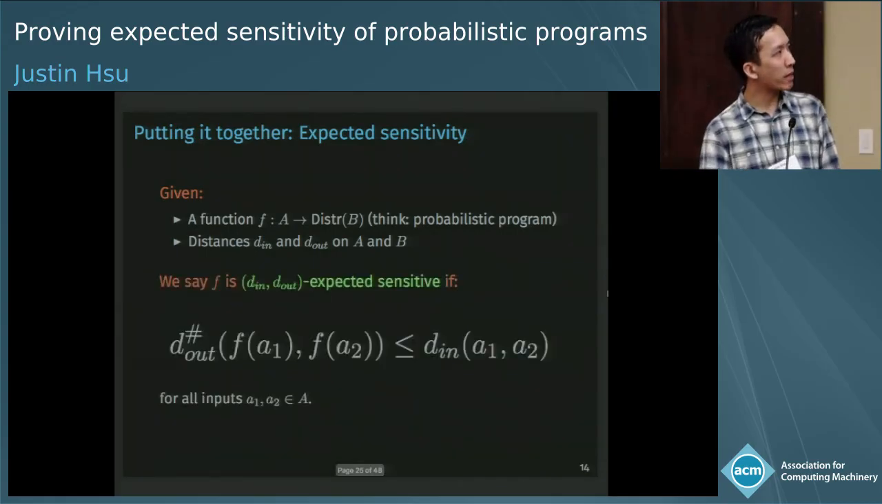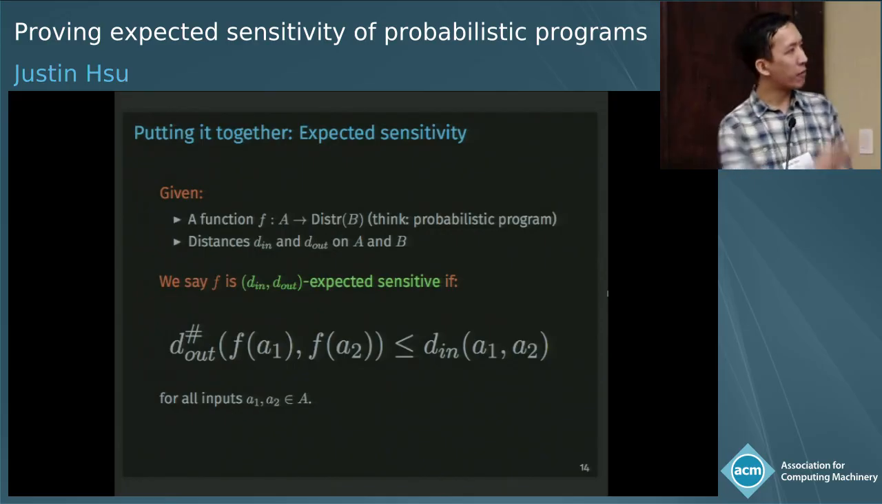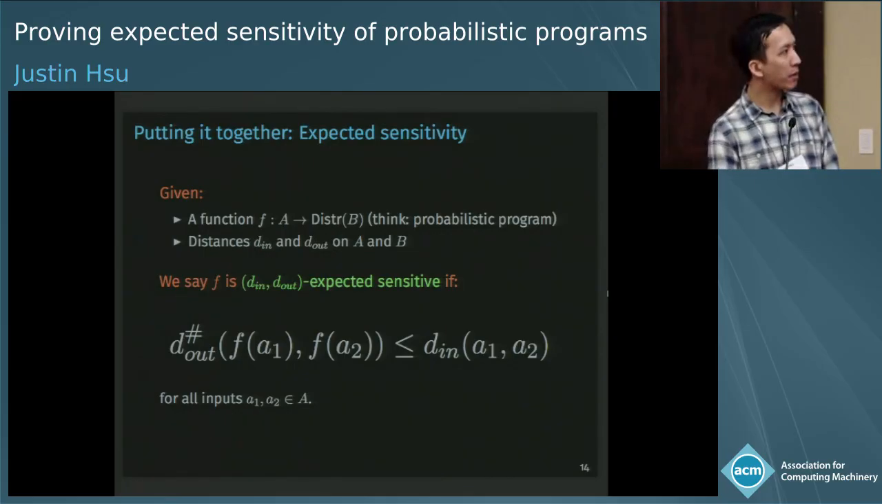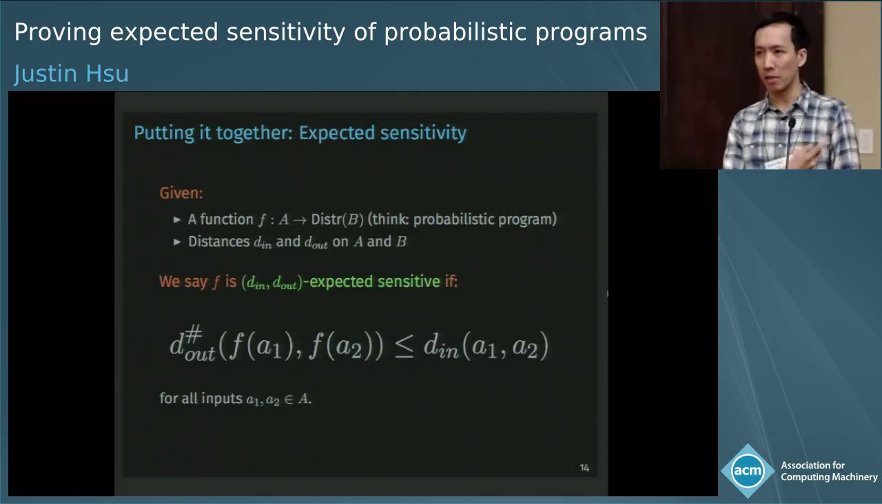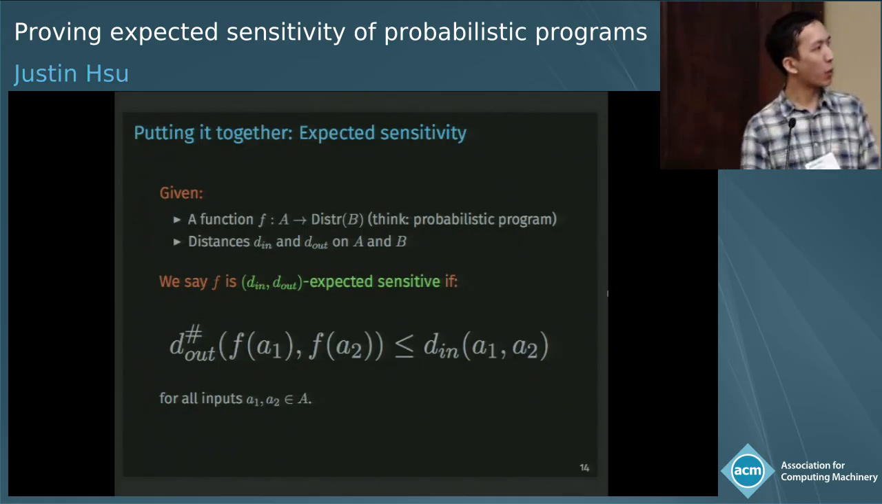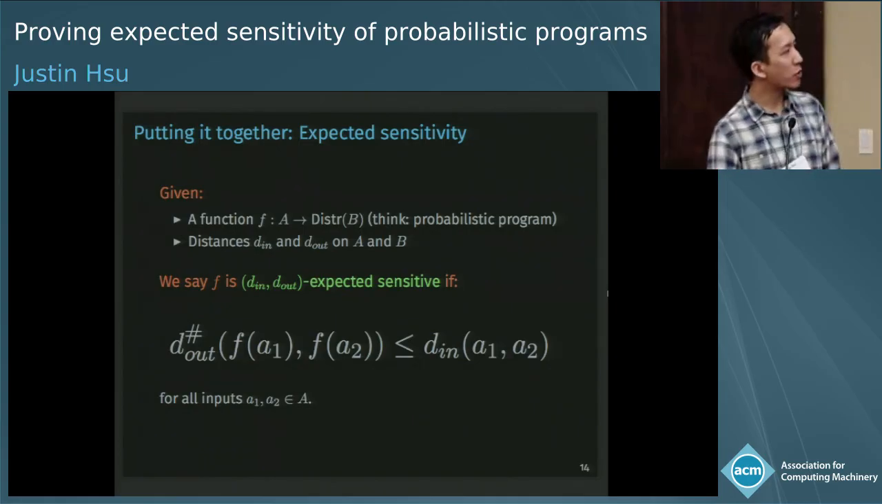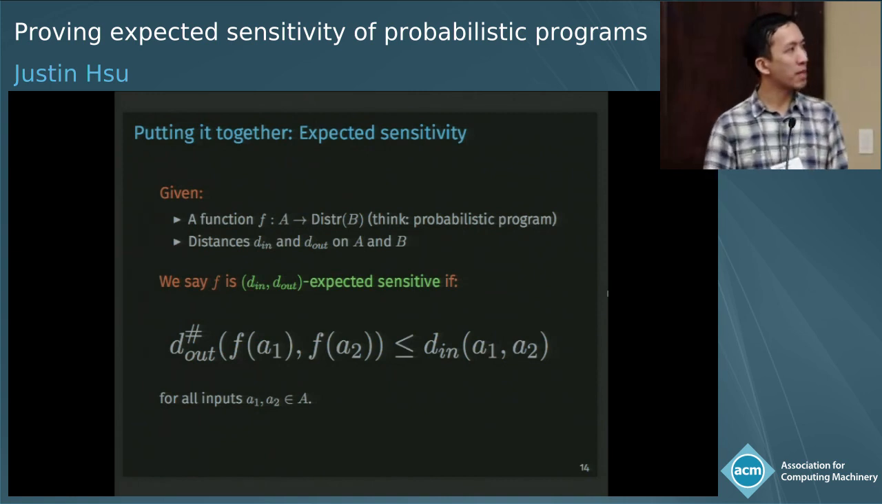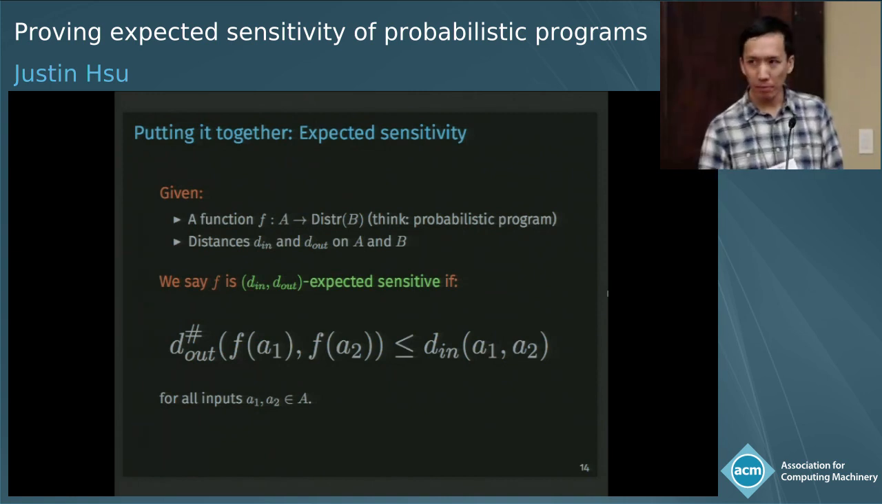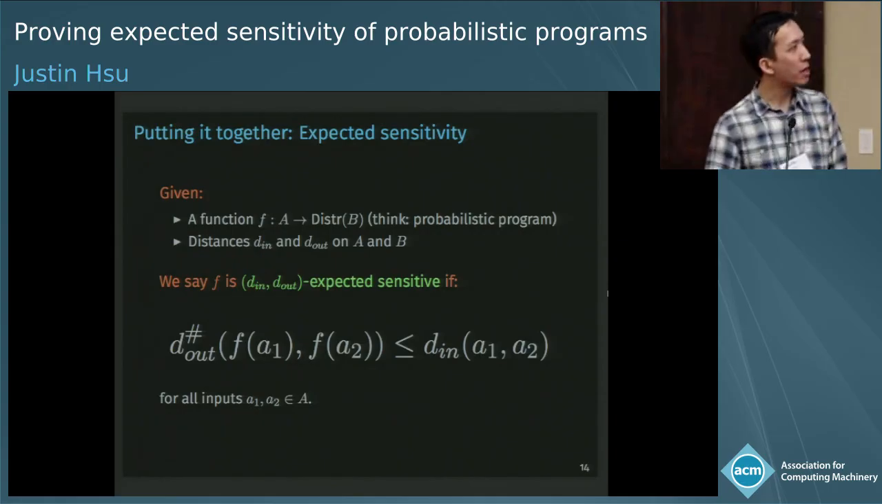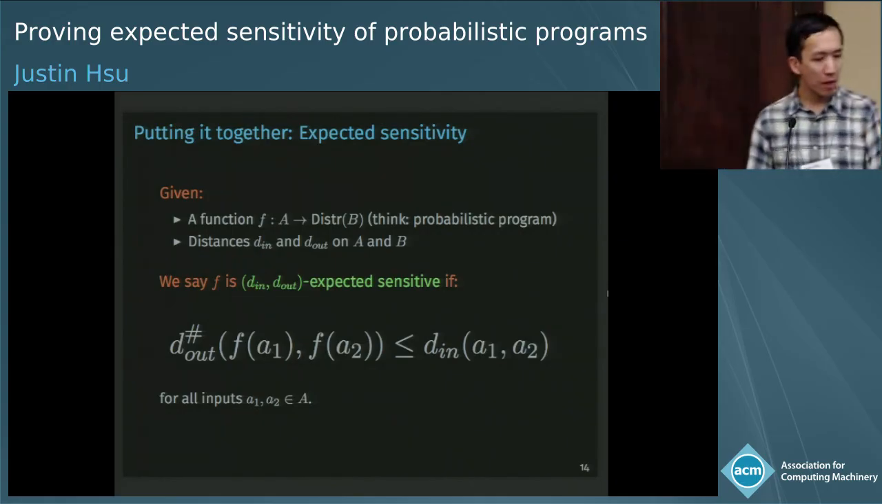And we just want to say that f is going to be d in, d out expected sensitive if this holds. Right? So it's just like the definition of sensitivity we saw before, except that the distance on output distributions is this lifted distance on the left. So for every pair of inputs, A1 and A2, the lifted distance between the output distributions is at most the distance between the inputs. So this will be the definition of expected sensitivity.